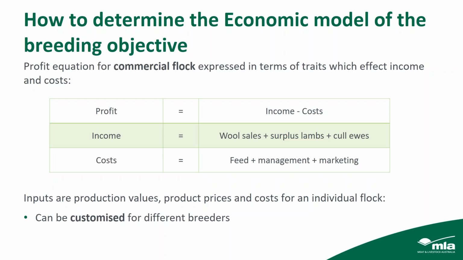We can also do customised indexes. So this is when flocks have very different breeding objectives to the rest of industry. So most of those have a niche market or a niche production system. But often we find custom indexes, generally when they're developed, fit or align very close to our standard indexes as well. So the next thing we have to do is make sure we have that information.